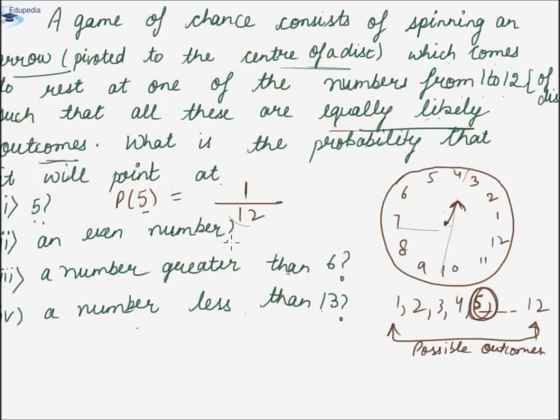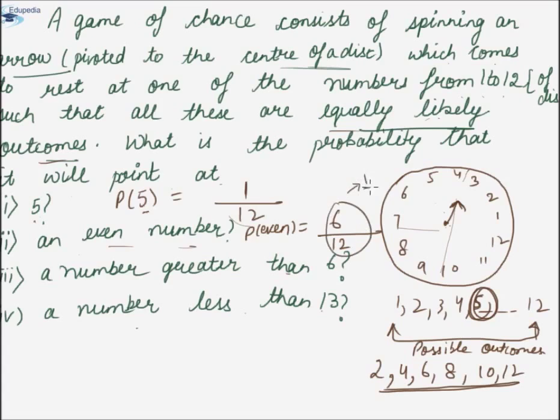Now probability that it is an even number. The favorable outcomes are the cases when the arrow will point to either 2, 4, 6, 8, 10 and 12. So we have 6 possible outcomes which are favorable to this event, whereas total number of outcomes are 12. So this fraction can be reduced to 1 by 2, and hence the probability for this case, the second case, is 1 by 2.